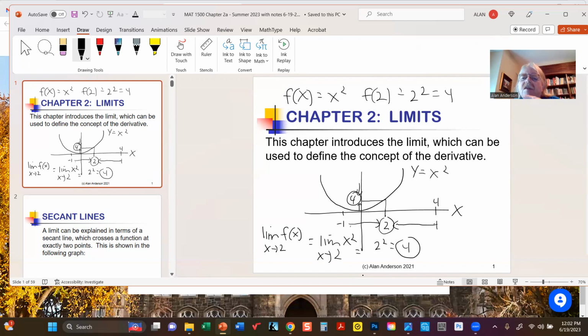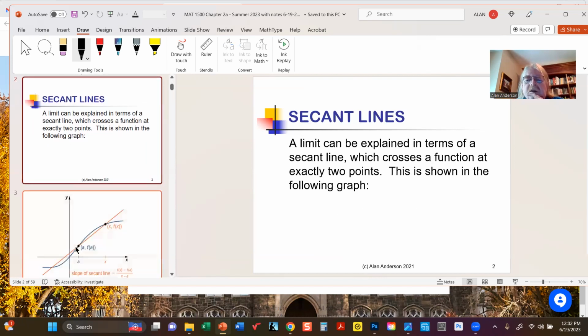Okay, now this is a very simple case, of course. We have much more complicated cases to consider. But you'll notice that a lot of the results as we go along, especially in the next chapter, ultimately depend on this concept of the limit, because the definitions that we'll be looking at depend on what's happening to y as x gets particularly close to a specific value. Now, in order to introduce this topic, we're going to start by reminding ourselves what a secant line is.